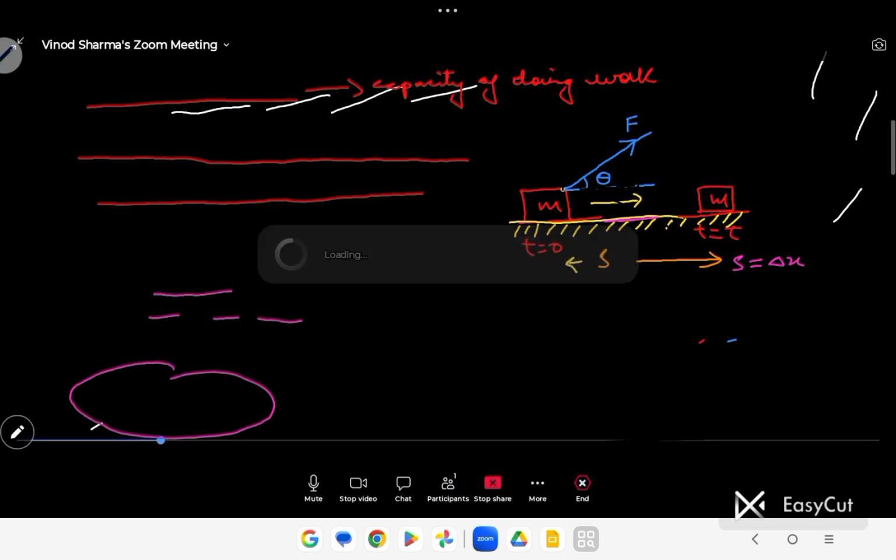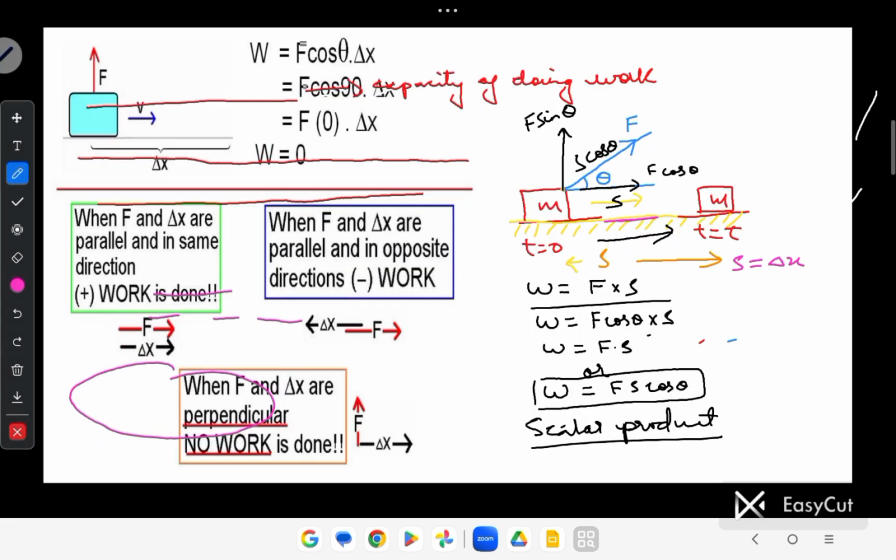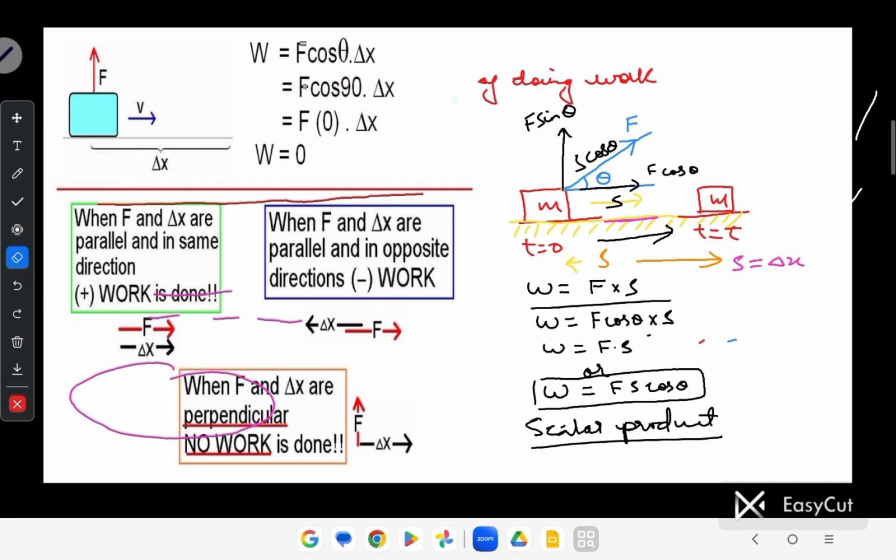If I move to the next page, we can see, let me first rub all these and we can talk about the types of forces.